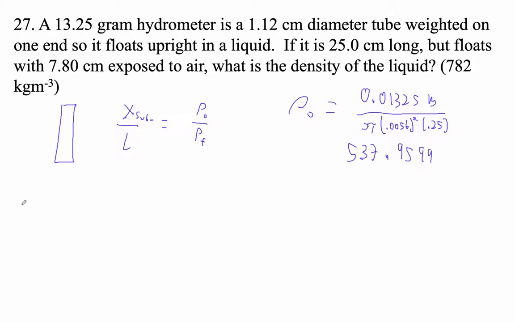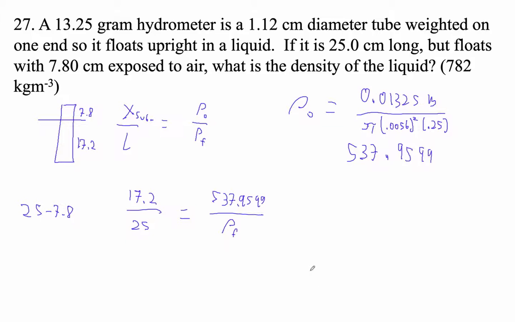Okay, the amount submerged, isn't that 25? There's 7.8 exposed here, so the amount submerged is 25 minus 7.8. That's higher mathematics. It's 17.2 below the surface. So 17.2 is submerged, and the object is 25 centimeters long. The density of the object is 537.9599, and the density of the fluid is what we don't know.